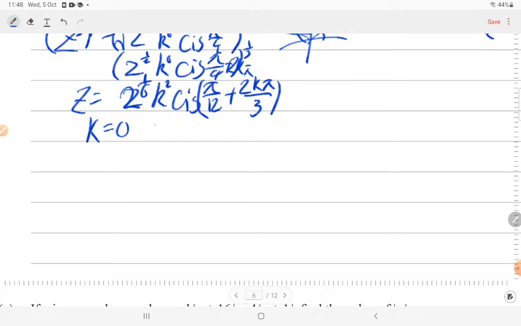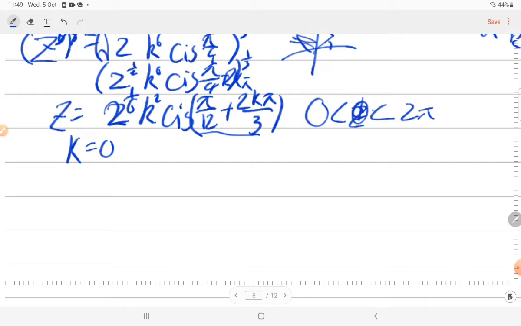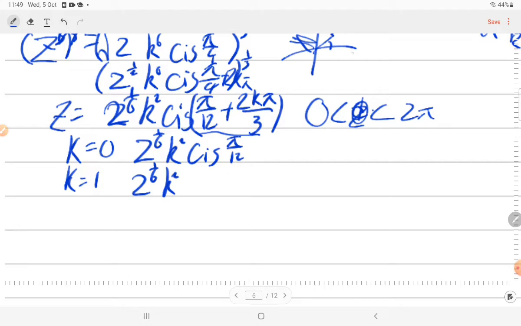So we want to test out each possibility for k in between 0 and 2 pi. Anything over 2 pi, we don't want, so we want to get this in between 2 pi. So k equals 0 will create 2 to the power of 1 over 6 k squared, and this is pi over 12. K equals 1, 2 to the power of 1 over 6 k squared, 2/3 for us is 7 pi over 12. K equals 2.